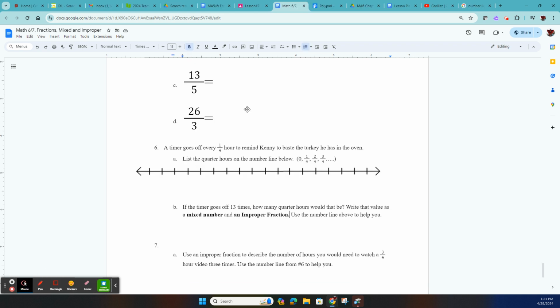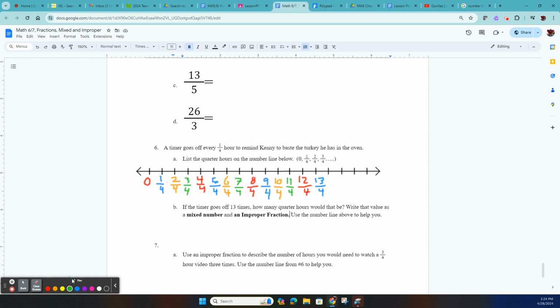All right, I just realized that I had erased a few things there. I just fixed it. Sorry, yours will look like this. Anyway, question 6. A timer goes off every quarter hour to remind Kenny to baste the turkey he has in the oven. So part A says list the quarter hours on the number line below. So starting at 0. Okay, and I gotta list every single quarter hour. So I'll start with first quarter, second quarter, third quarter, and so on. And presto, boom. So there's my number line. I built it. I used a whole bunch of pretty colors too.